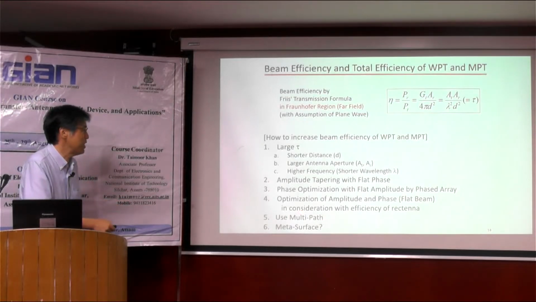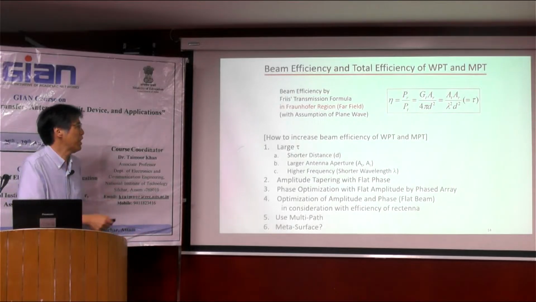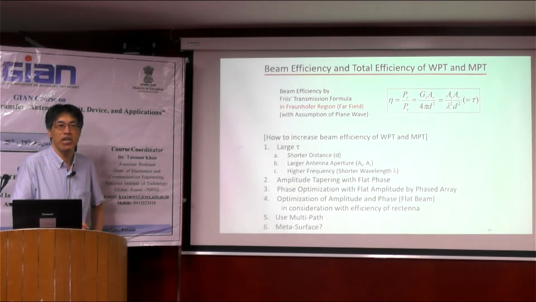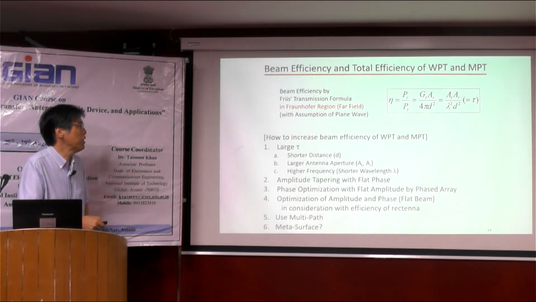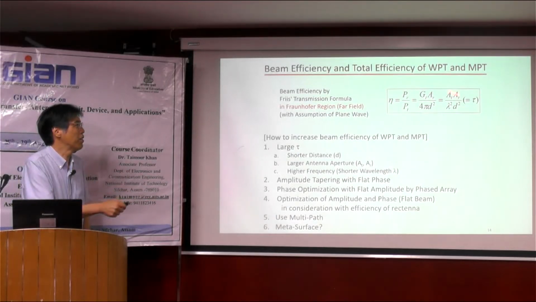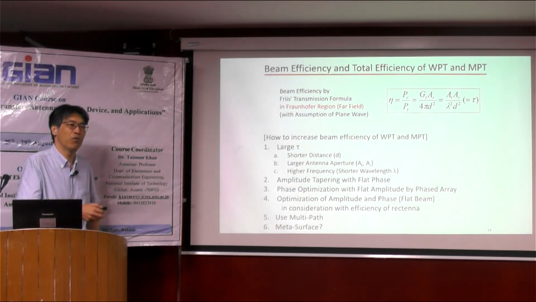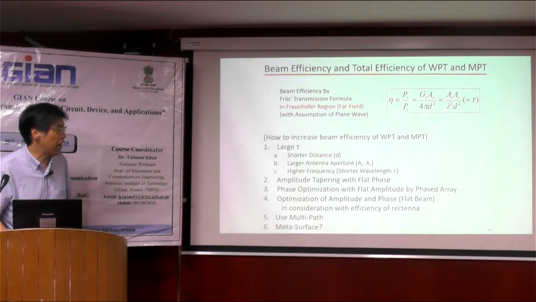But here you can see we have another way to increase the beam efficiency. But now I'm explaining the beam efficiency in far field. So in far field, there is no doubt. We have only the 3 ways. We put the receiver at a shorter distance, and we must put a larger antenna, or we should increase our frequency. That's all in this area.